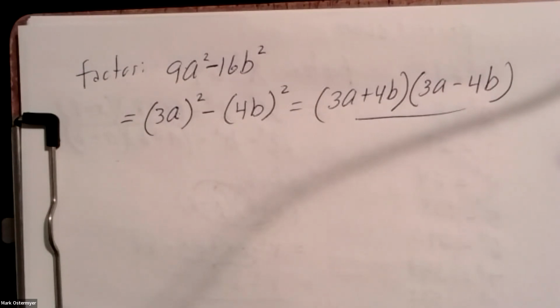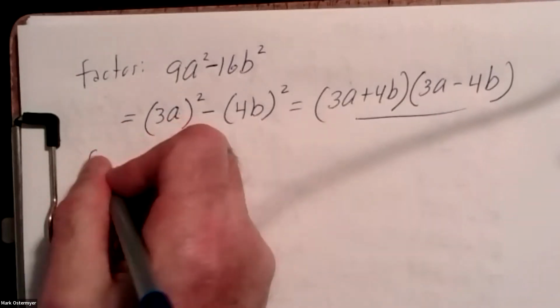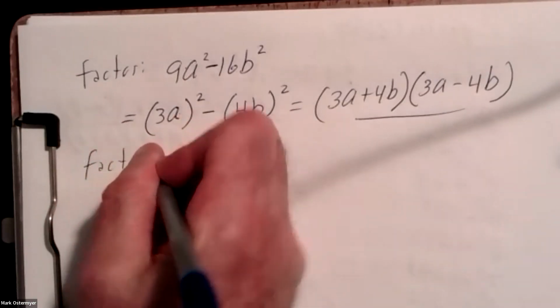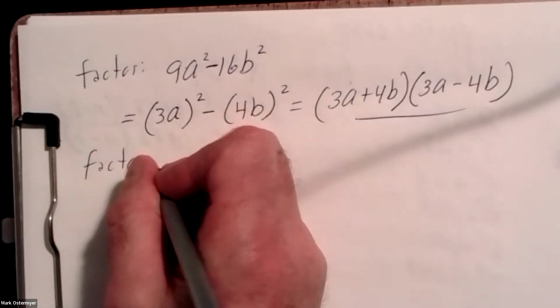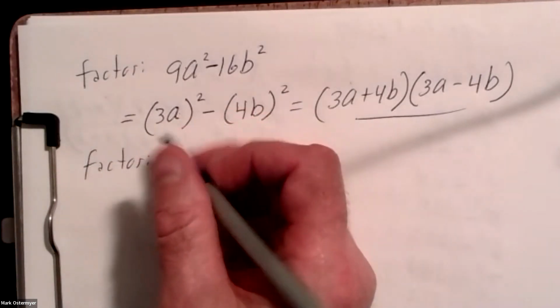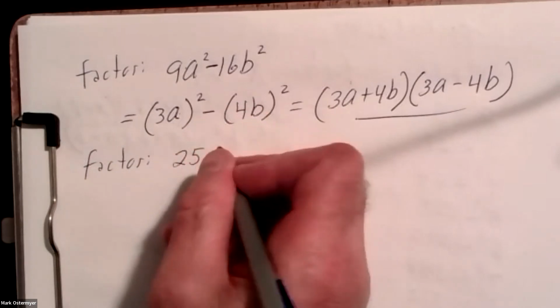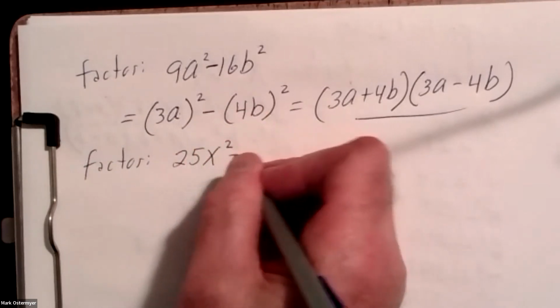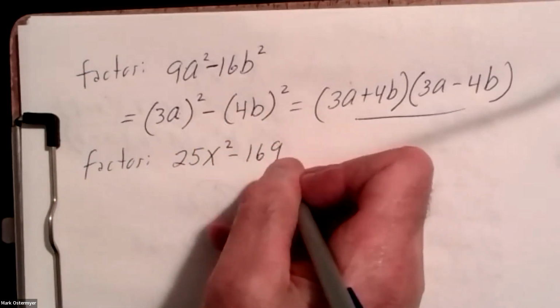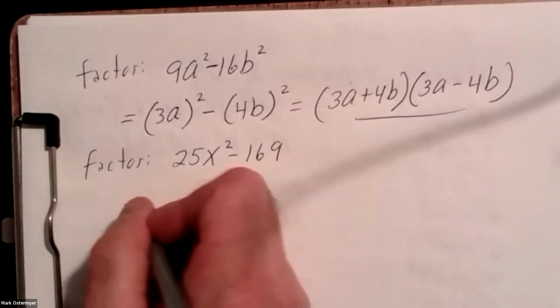Any questions about that? How we factor the difference between the squares there? Okay. Now let's try this one here. How about 25x squared minus 169? Does this factor?